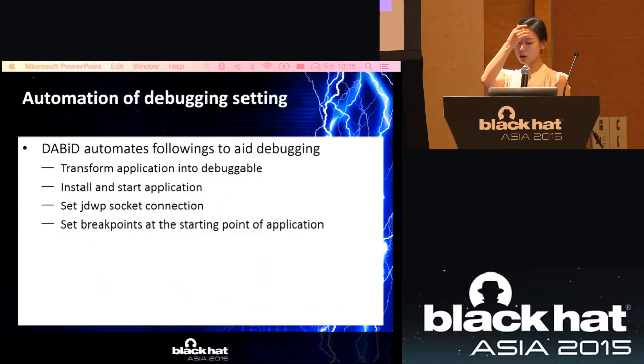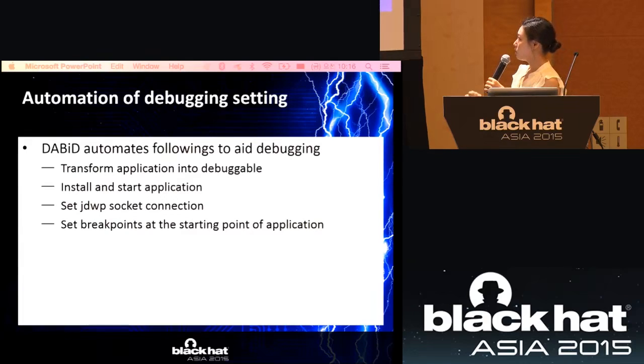And also we automated some debugging jobs. DABiD automated the following things for debugging. First one is transforming the application into a debuggable one. Remember, the previous debuggers used the APK tool to make an application in debug mode. So we transform the application into debug mode in our debugger, and we also install the application to start it.